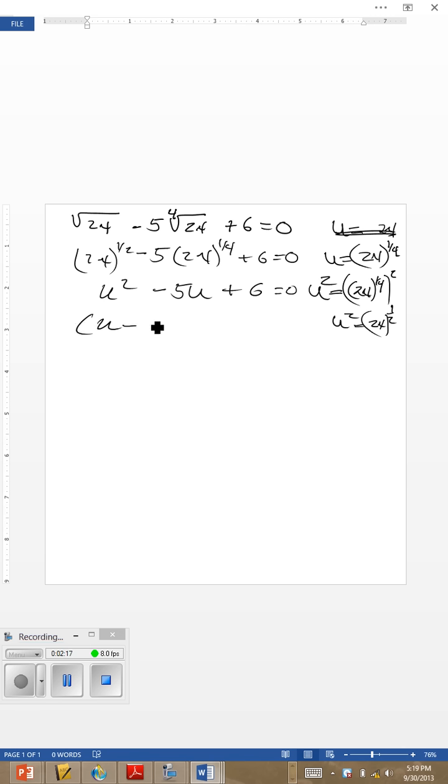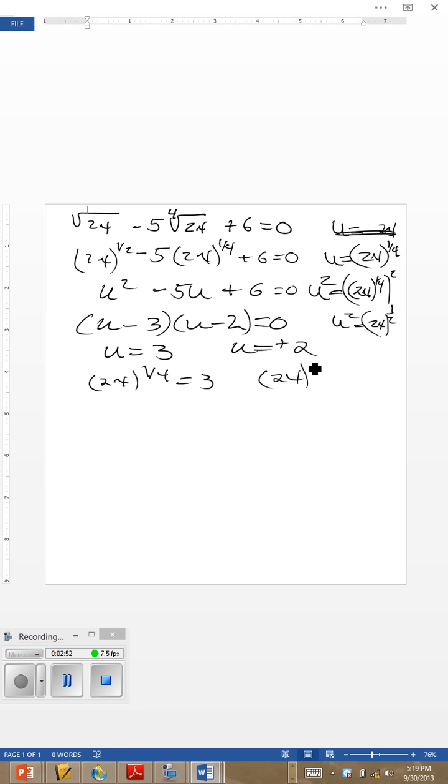This would give rise to u minus 3 and u minus 2 equaling 0, saying that u would equal 3 and u would equal positive 2. But now we have to remember what u was. We let u stand for 2x to the 1/4 power. We're going to say that's equal to 3. Likewise over here, u, which is 2x to the 1/4 power, is equal to 2.